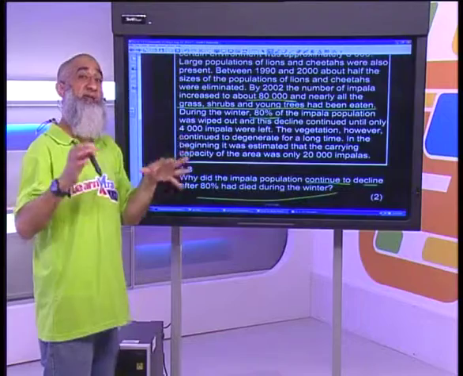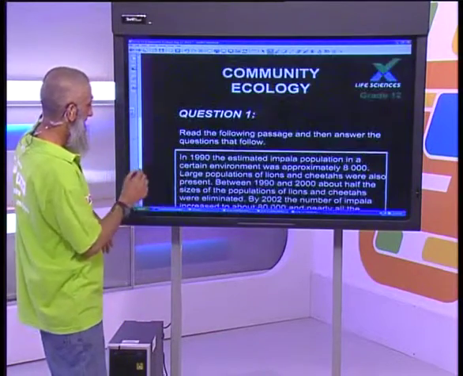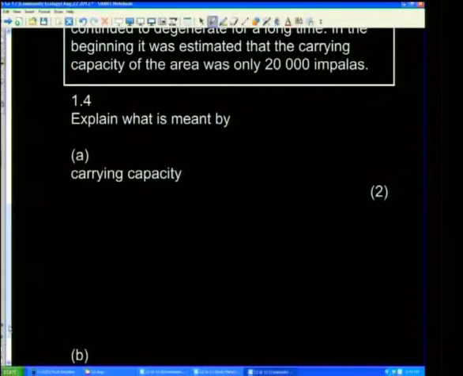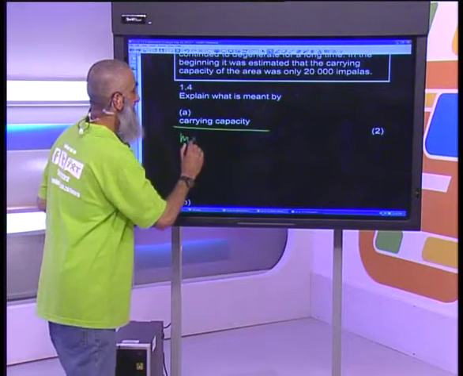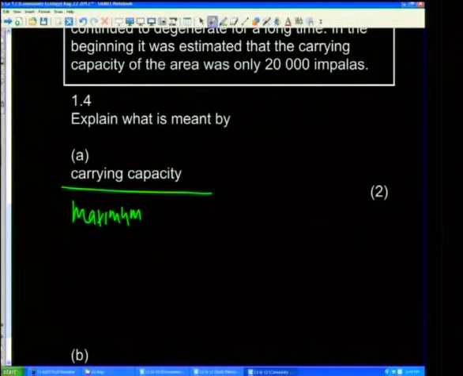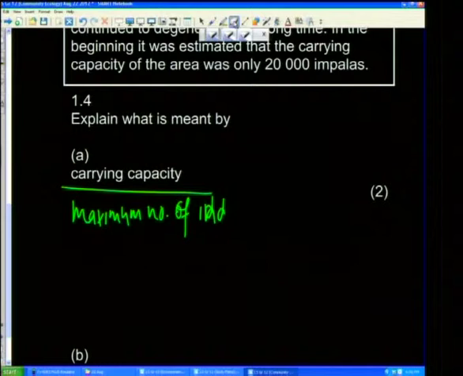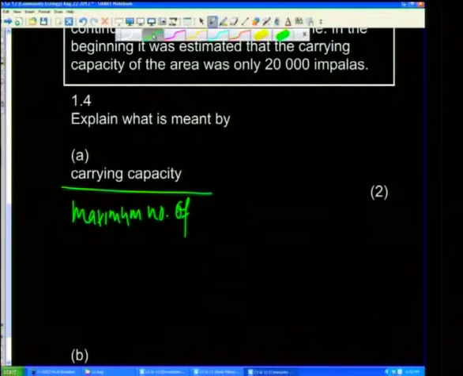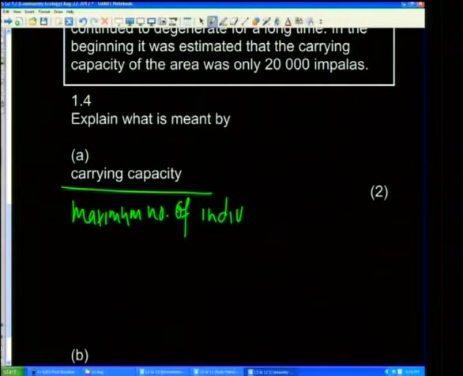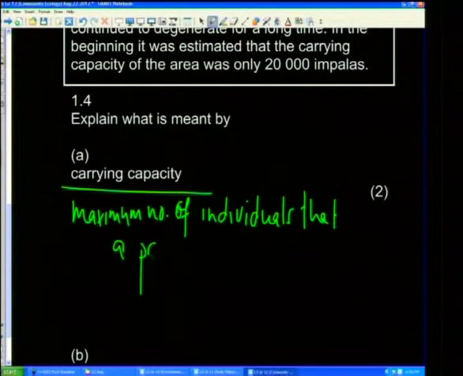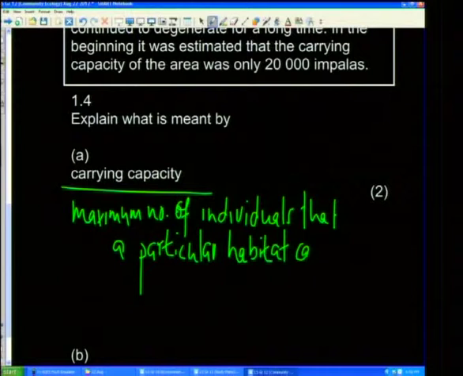And we'll go more into carrying capacity and the rest of it a little later, or in other lessons. We're going to ask what is carrying capacity, so let's explain it now first of all. Carrying capacity is the maximum number of individuals that a particular habitat can sustain.